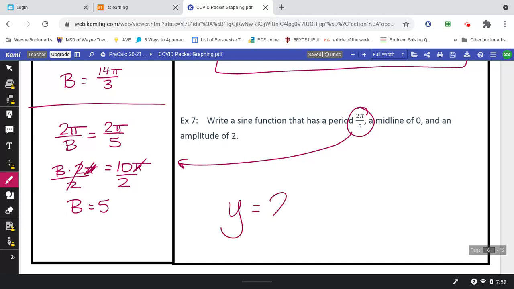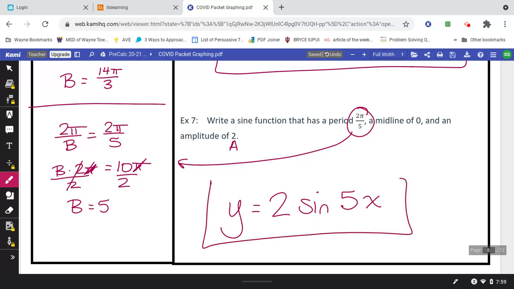Y equals 2 for my amplitude, A, sine of 5, make sure you put the x. Midline of 0 means I don't have to write that 0. It's an invisible 0 at the end.